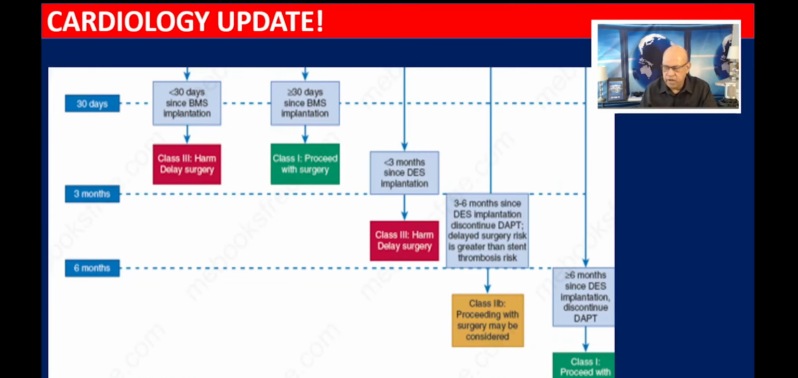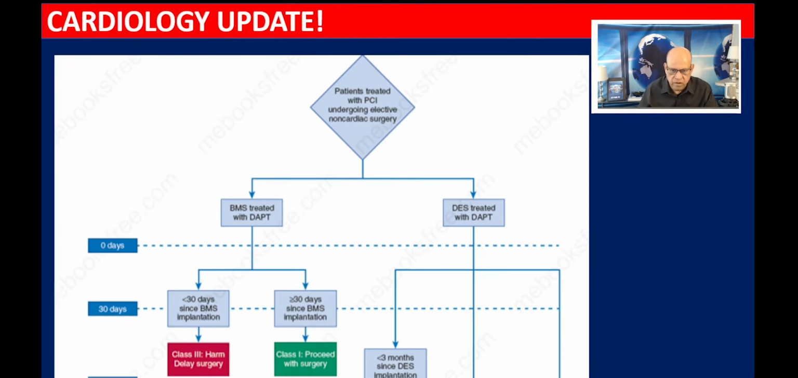blood thinners. Particularly the antiplatelet agents, if the person had a coronary stent. Okay, we start off with a patient who had a PCI. Then we decide, did the patient have a drug-eluting stent or a bare metal stent? And in the first 30 days, these patients should avoid surgery at any cost. If it's less than 30 days, it's a class 3 harm, and the best thing is to delay the surgery. But if it's greater than 30 days, and if the person had a bare metal stent, that person can proceed with surgery by stopping the antiplatelet.